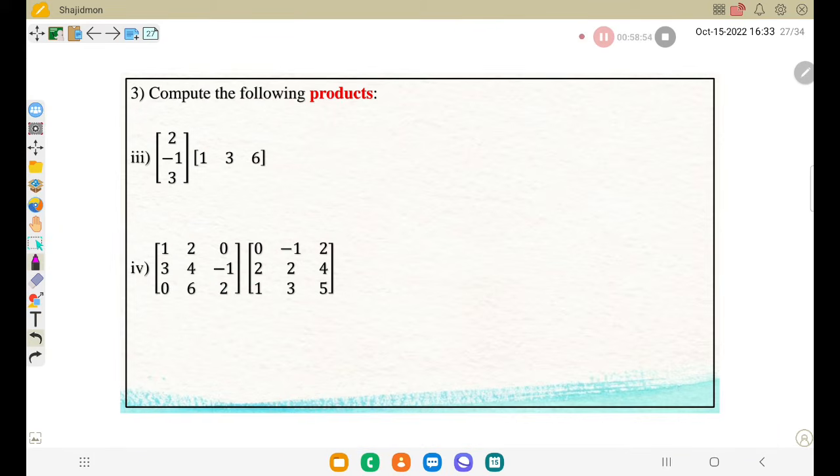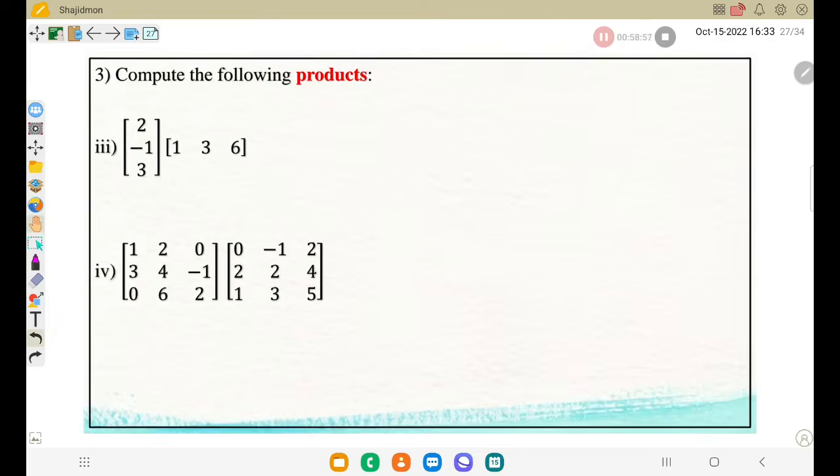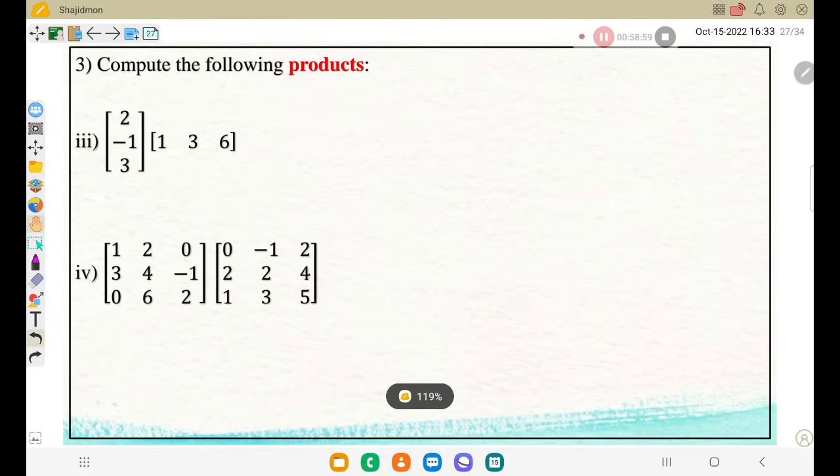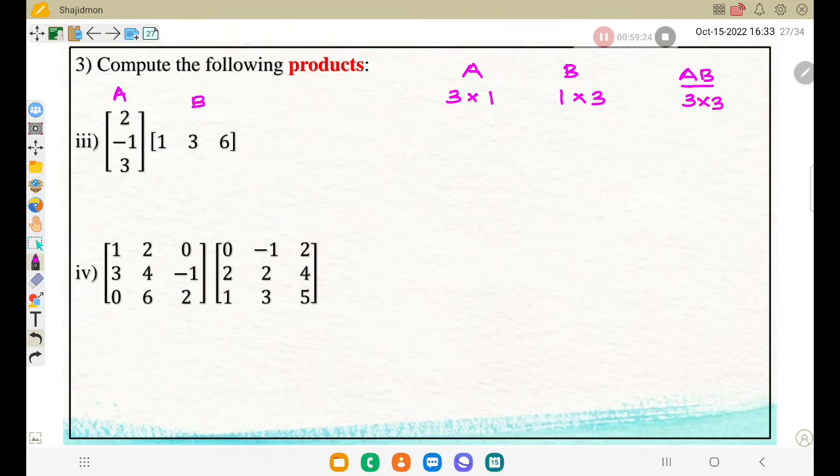Now let me go to the next one. This question. So first matrix, this one, this is the A matrix, this is the B matrix. What is the order of A matrix? 3 rows but 1 column. B matrix, 1 row but 3 columns, correct? So multiply is possible. So AB, what will be the matrix? 3 by 3 matrix. Here second, first same, 3 by 3 matrix.